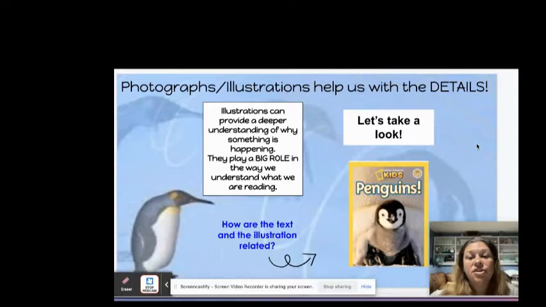Photographs and illustrations help us with the details. Illustrations can provide a deeper understanding of why something is happening. They play a big role in the way we understand what we are reading. How are the text and illustrations related? Let's take a look.